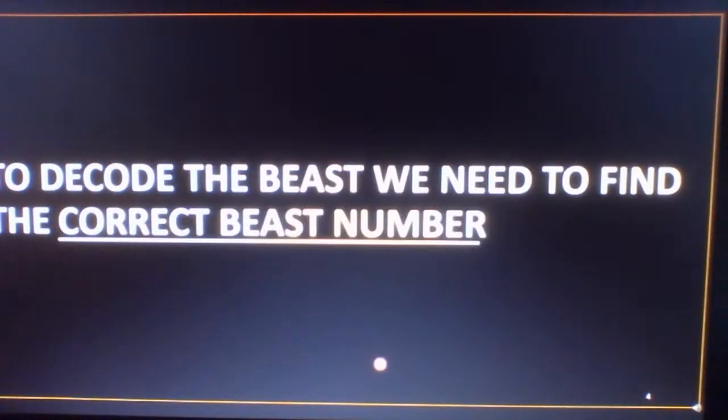To decode the beast, we need to find the correct beast number. This slide shows the 7 main variants of SEG number we have. The first one is from the 1st century, while the next 3 following it are modern interpretations of it, and the bottom 3 are the other original manuscripts. So we only have 4 original manuscripts. All these 3 are modern interpretations, and that's what you have all over the internet. Why this one is very difficult to find.